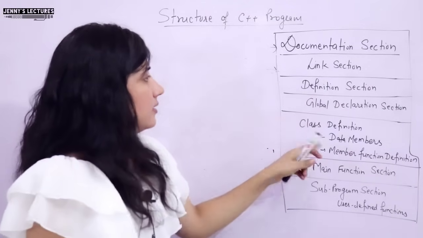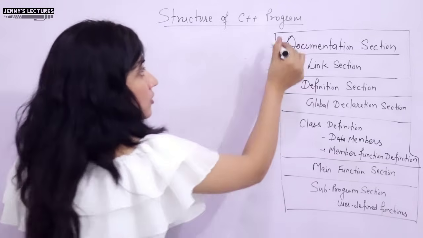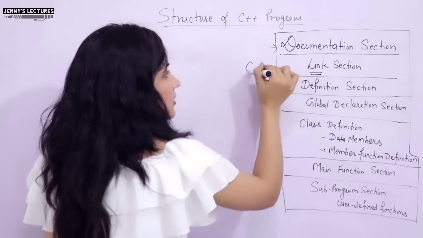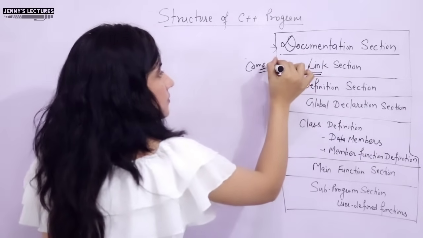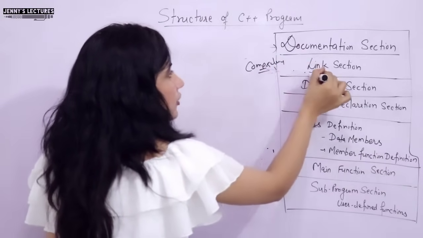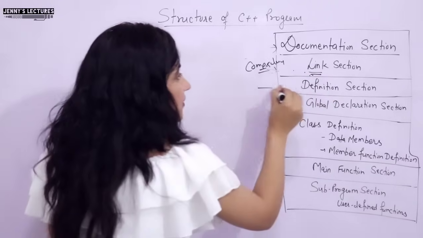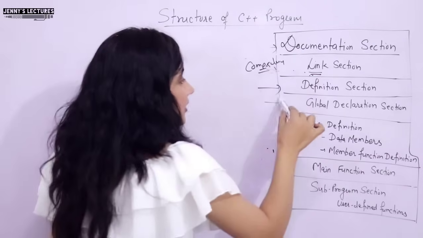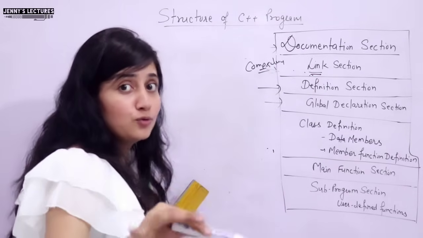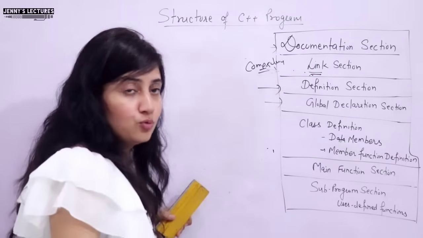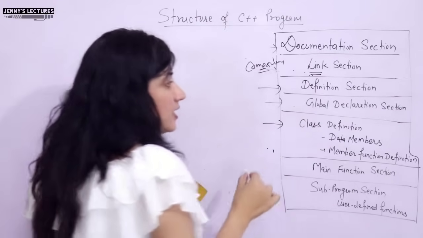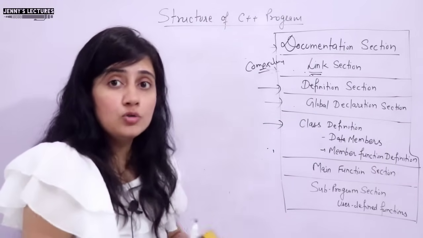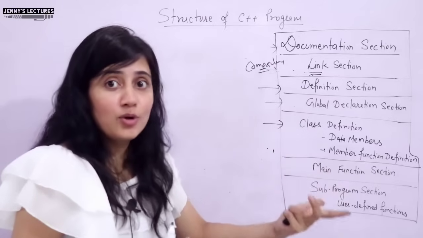And after that, see, the link section is compulsory. You have to include this in your program. Definition is optional. Global declaration is also optional. If you don't want to use any global variable, it's up to you. Class is also optional. Without using a class also you can write a program.